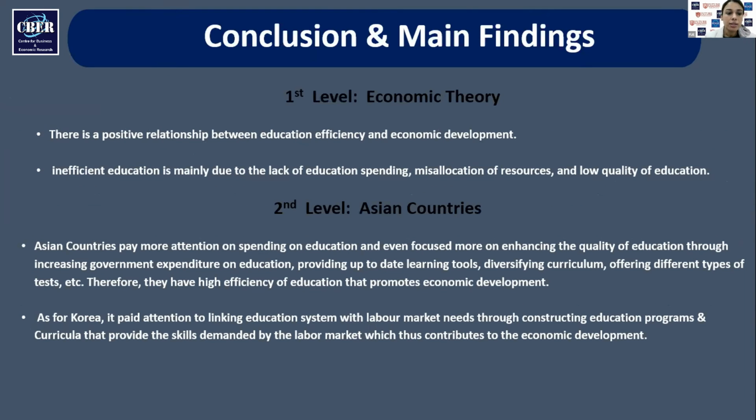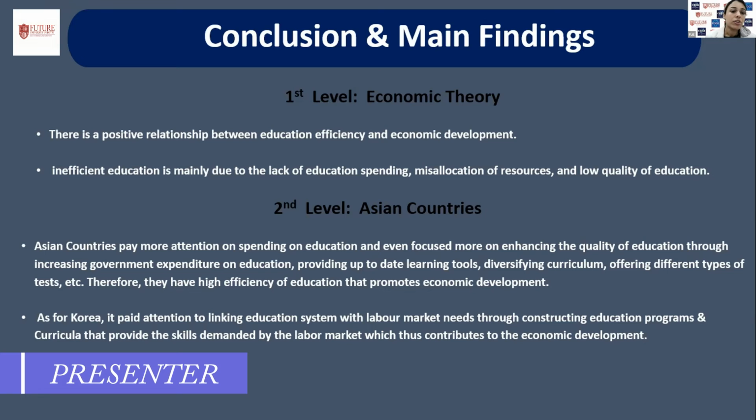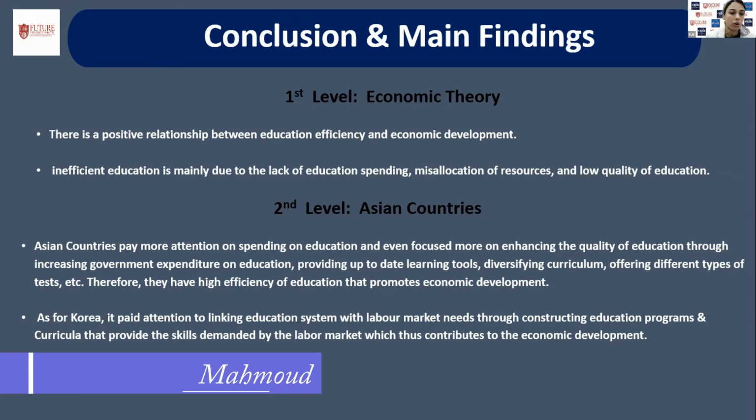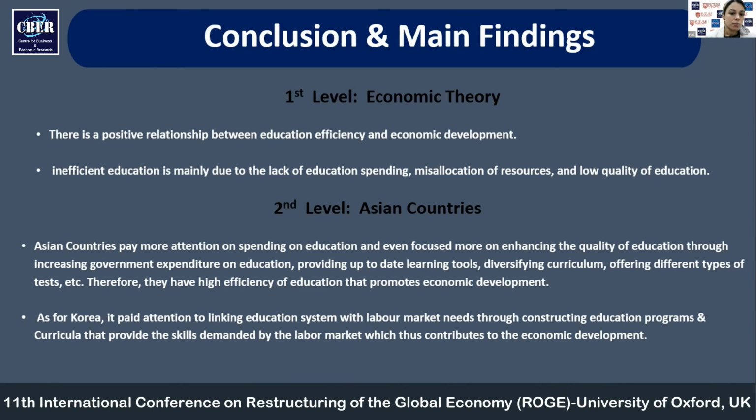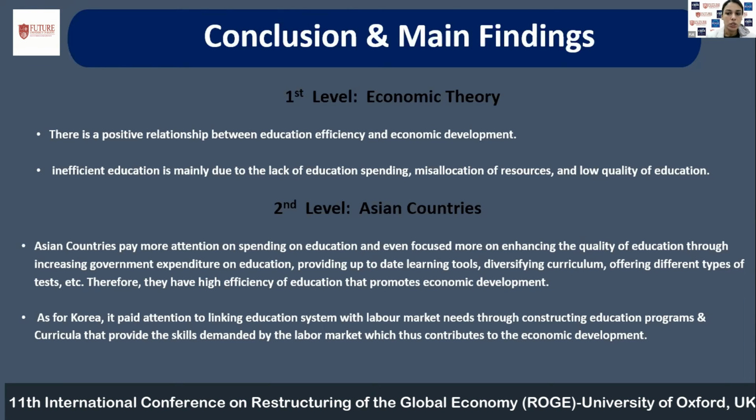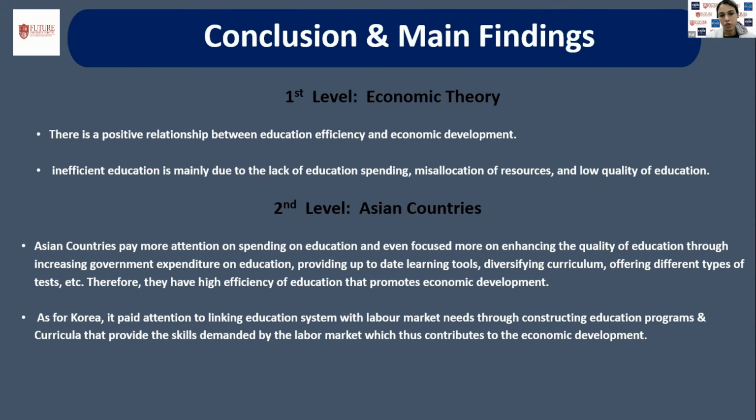Finally, the main findings can be looked at on three different levels. The first level is on the economic theory: there is a positive relationship between education efficiency and economic development, supported by the research model that we have conducted. Inefficient education is mainly due to the lack of education spending, misallocation of resources, and the low quality of education.